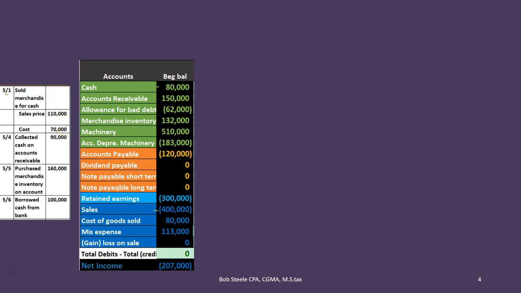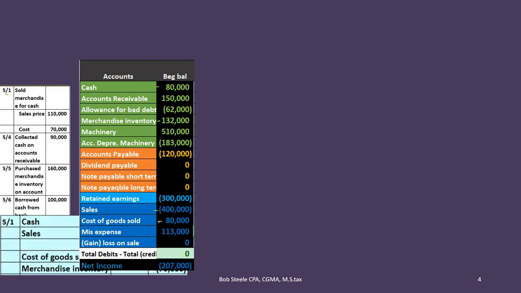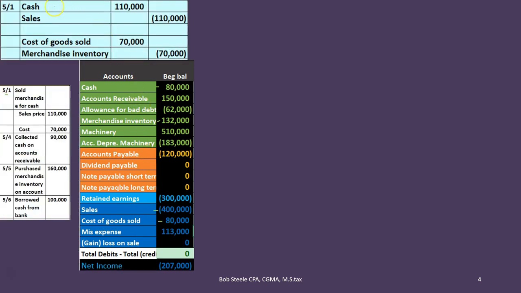Then we got the 70,000 cost. What did we have to give up? We gave up inventory. So inventory is a debit. We need to make it go down because we gave it up. So we're going to do the opposite thing to it, which is a credit. And then we got to debit the expense related to that inventory. So if we look at the journal entry, then it would look like this. Cash is going up.